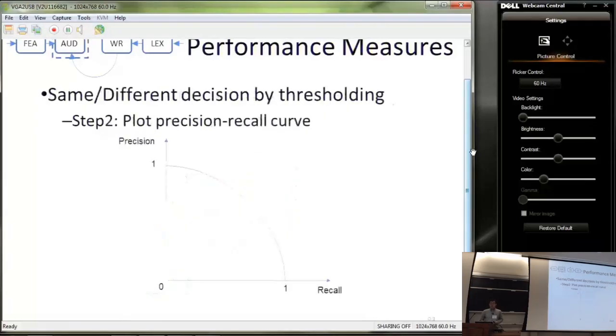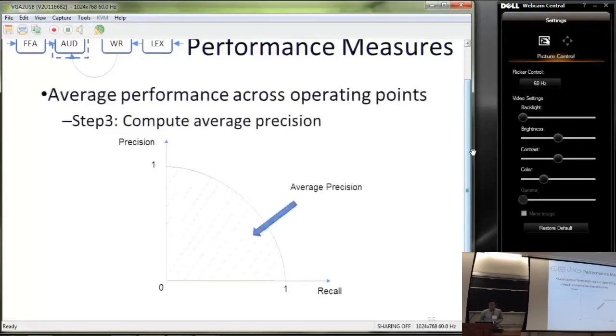Once we have the similarity score for every pair of segments, we are able to make the same-different decision by setting a threshold. And further, we are able to plot the precision-recall curve for all the pairs by changing the threshold. Here is one example of the precision-recall curve. And finally, we are able to compute the average performance across different operating points. That is, we compute the average precision as the area under the curve. Here we use the average precision as the reported metric for the same-different task. A higher average precision means better performance on the same-different task.